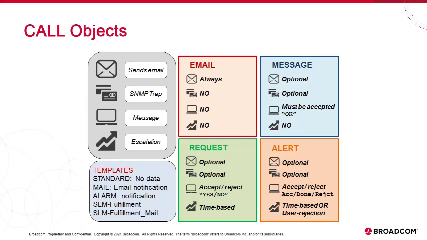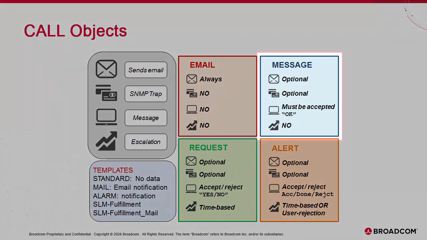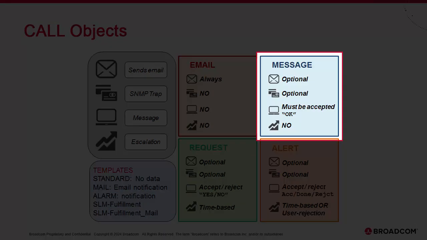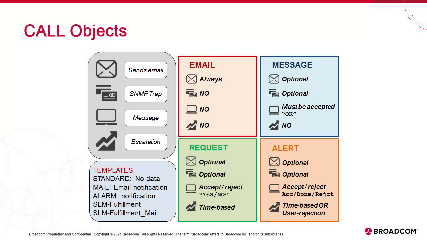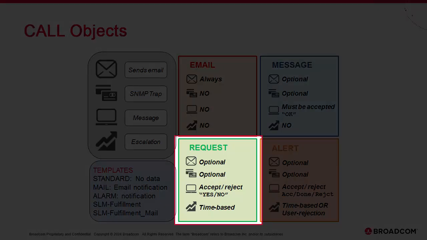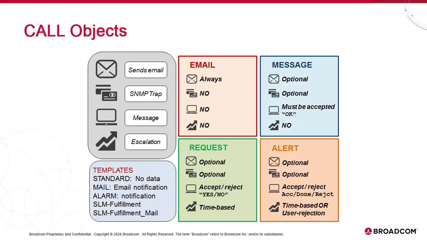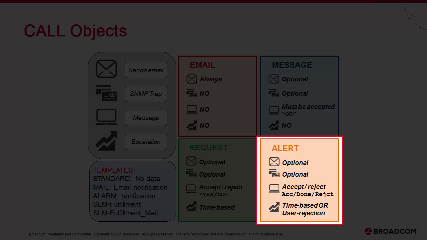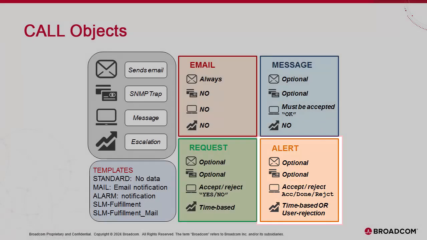There are 4 types of notifications: email, message, request, and alert, based on what needs to happen. A message is a basic online notice that recipients can acknowledge with an OK button. A request prompts the recipient to perform a task and provides additional options like email and SNMP. The request prompt is of the yes or no type to indicate whether the recipient is taking ownership or not. An alert notifies the user of some event and can be acknowledged or rejected with the accept/reject prompt.